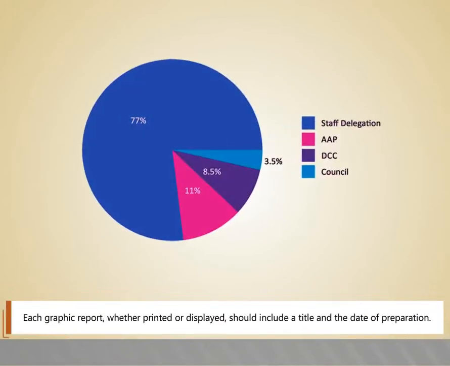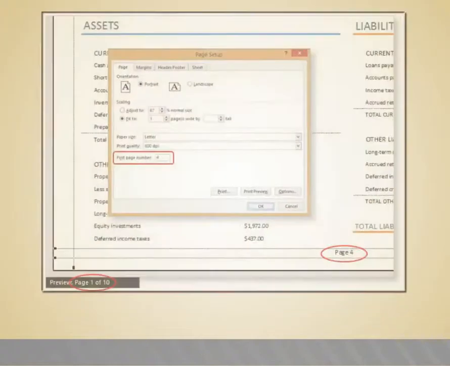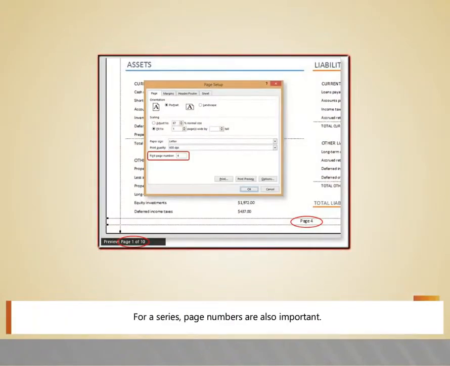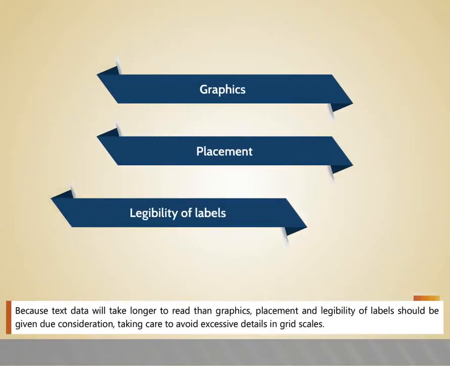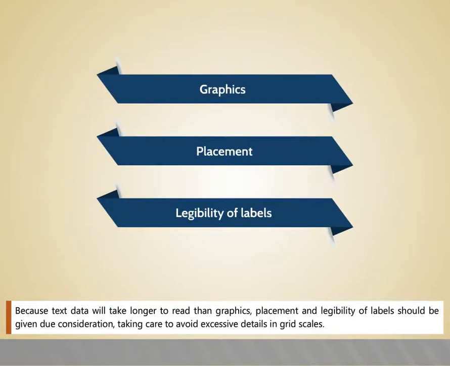Each graphic report, whether printed or displayed, should include a title and the date of preparation. For a series, page numbers are also important. Because text data will take longer to read than graphics, placement and legibility of labels should be given due consideration, taking care to avoid excessive details in grid scales.